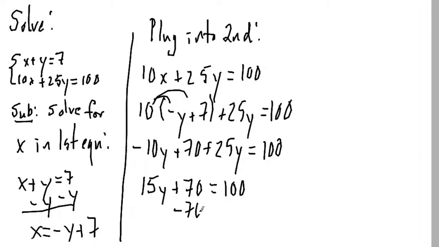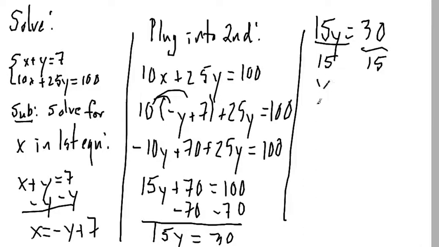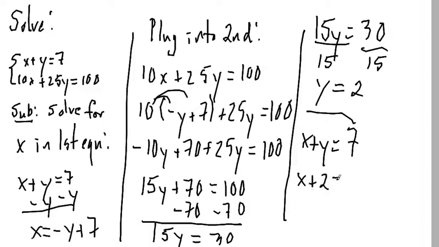And I subtract 70 from both sides, which leaves me with 15y is equal to 30. And finally, I take 15y equal to 30, and I divide both sides by 15, and this leaves me with y is equal to 2. So I've got 2 quarters. Now, this is my back substitution step: since x plus y is equal to 7, then x plus 2 is equal to 7. I subtract 2 from both sides, and I have that x is equal to 5.